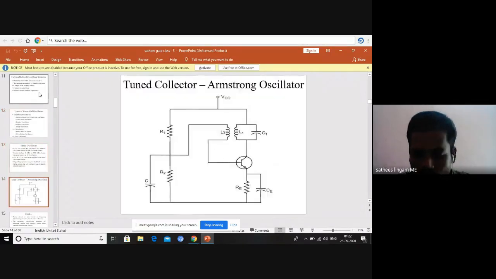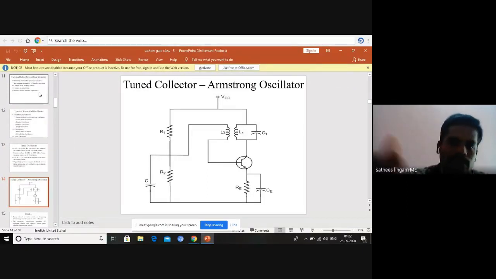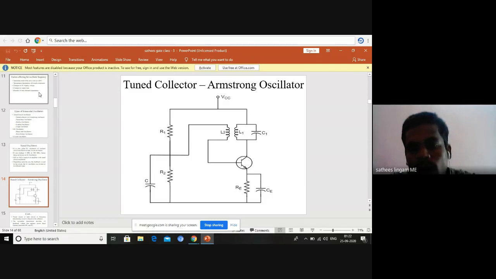Now, the tuned collector or Armstrong oscillator, the common structure is there. Here you can see that one transistor is used. In the collector region one tank circuit must be there, because in tuned oscillators the LC circuit is the base. The LC circuit is the base.